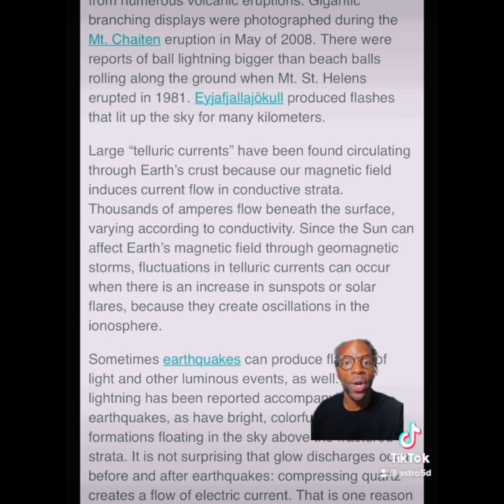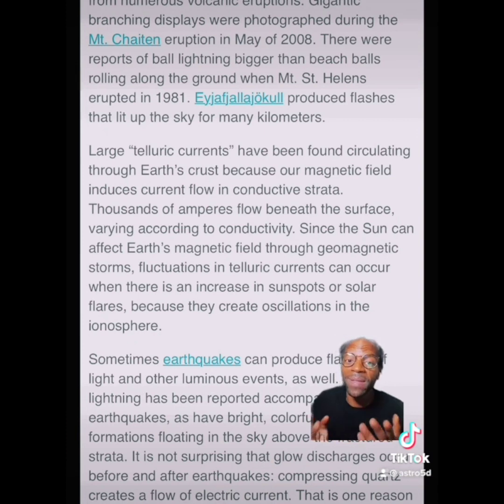Large telluric currents have been found circulating through Earth's crust because our magnetic field induces current flow in conductive strata. So you have currents happening in the waters and happening on dry land. The amps that flow through the surface depend on the conductivity, just like salt water is a great conductor.